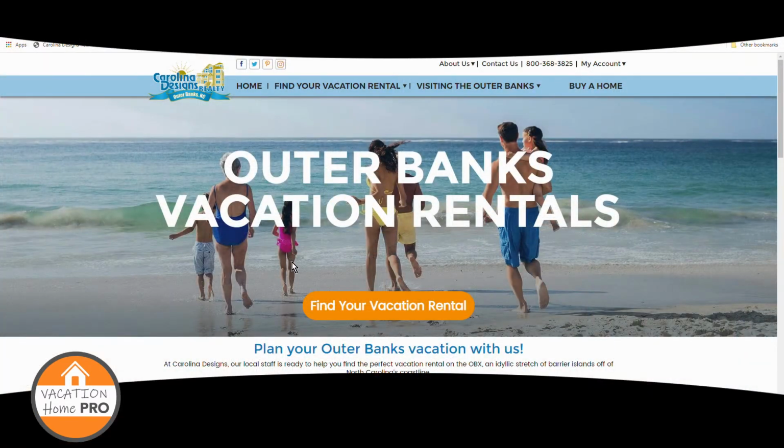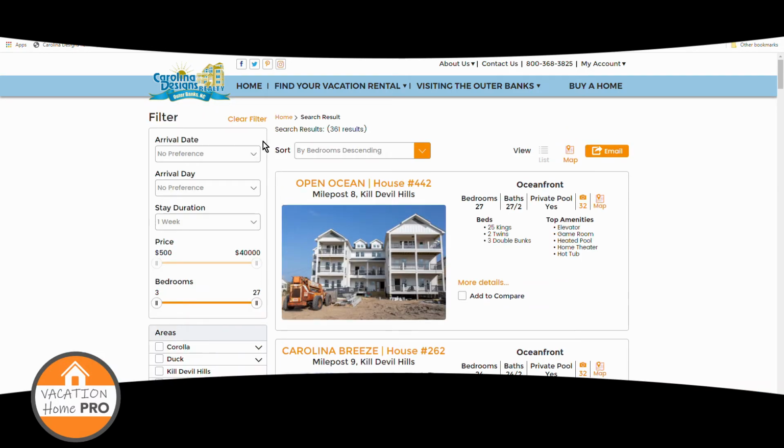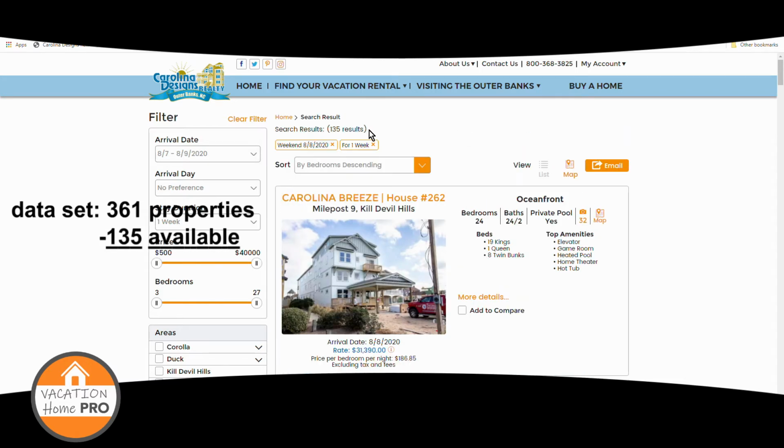Let's jump right in and see three different examples of how to find information so that we can calculate the occupancy rate. We're starting with Carolina Designs Realty, a property management firm on the Outer Banks of North Carolina. Going to their search screen, we see that there are 361 results when there's not a date or any other criteria entered. So that's useful information, and next we are going to go to a specific day, and we'll start with August 7th, and it shows that there are 135 properties available.